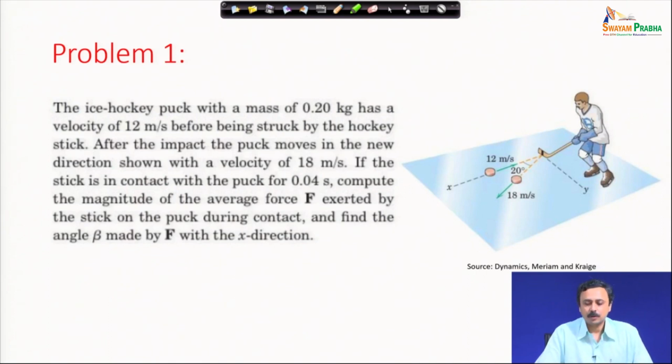Let us look at a problem. This is from the book of Merriam and Craig. The ice hockey puck, you can see on the ground, with a mass of 0.2 kilogram has a velocity of 12 meter per second before being struck by the hockey stick. After the impact, the puck moves in the new direction shown with a velocity of 18 meter per second. It has been shown in the figure. If the stick is in contact with the puck for 0.04 second, compute the magnitude of average force F exerted by the stick on the puck during contact and find the angle beta made by F in the x direction.